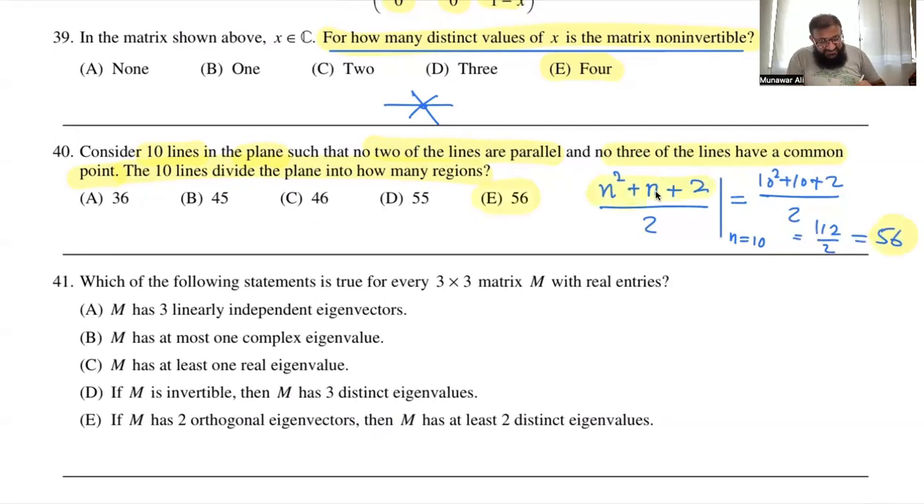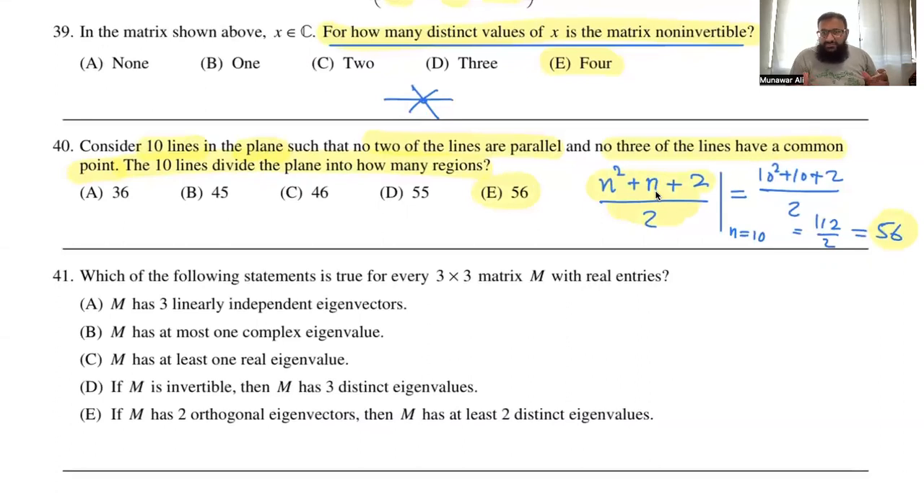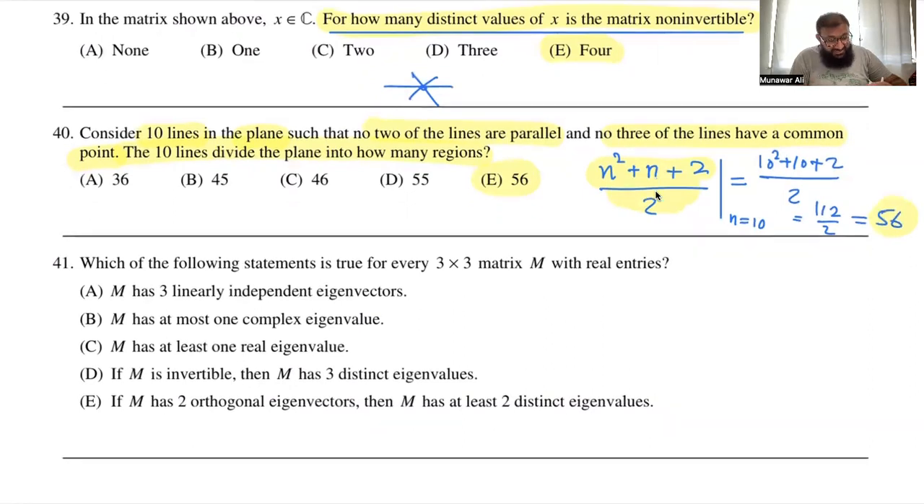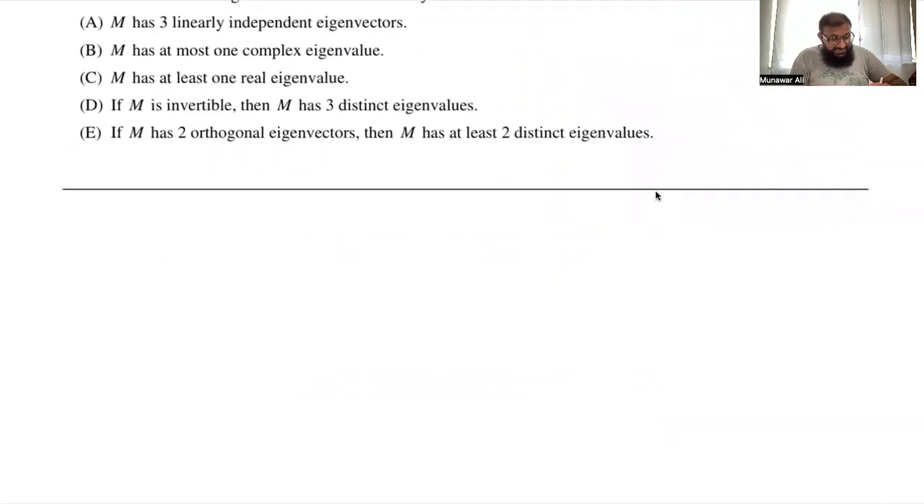But the question is, where does this formula come from? Let me give you maybe a little hint. If you want to leave this, you can just memorize the formula and then you can answer all the questions. But what is the idea behind this? Let me discuss the idea.